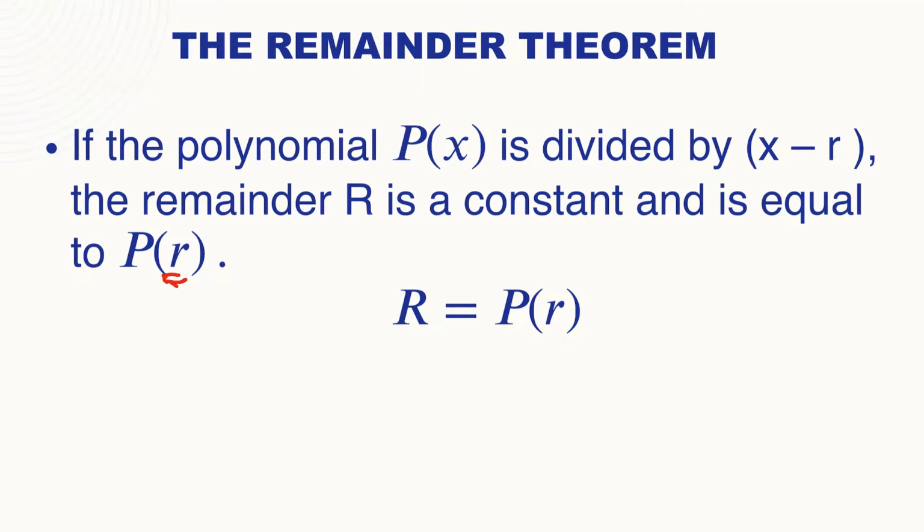And once we get the value of small r, then we simply substitute that small r into the polynomial p of x. Okay, so that will give us p of r. And whatever the value of p of r is, that is the remainder of the polynomial divided by another polynomial. Now, for you to better understand this, let's have some examples.